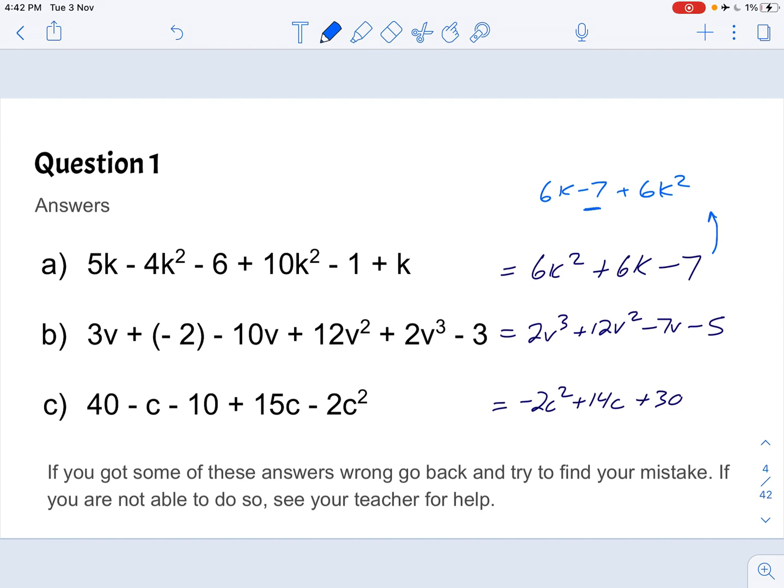So if you had changed this around and, say, you put 7 minus 6k plus 6k squared, that wouldn't be correct. The minus sign does have to go before the 7. So the order doesn't have to be exactly the same, but the signs do have to be equal.